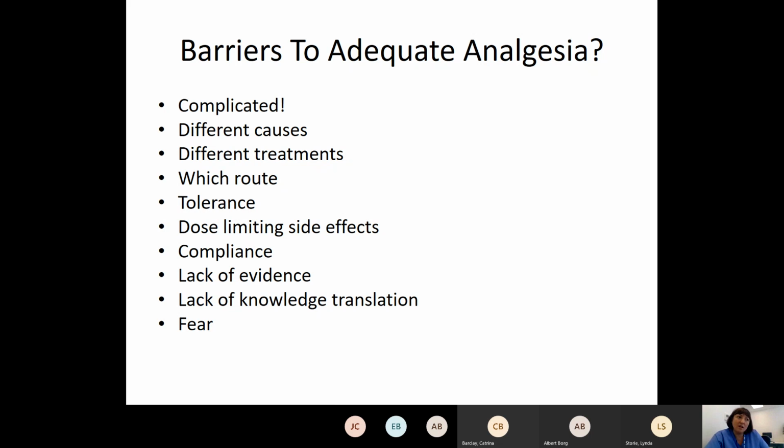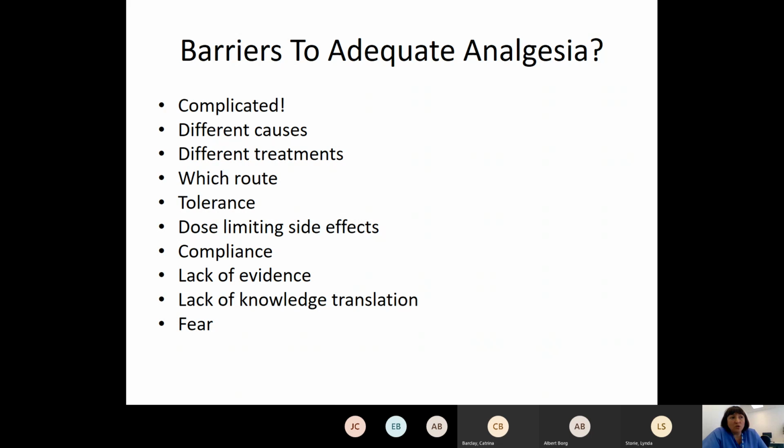Because of different causes, different treatments that they've received, both as treatment for their cancer, but as treatments for their pain with its own side effects. Which route is ideal? Sometimes we're limited with IV access, etc. Children and young people develop tolerance to some of the drugs that we've got them on, those limiting side effects, compliance.